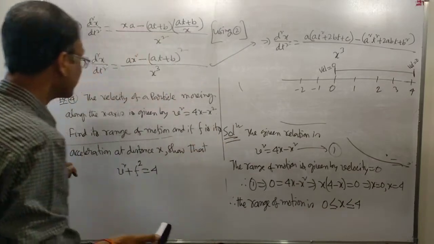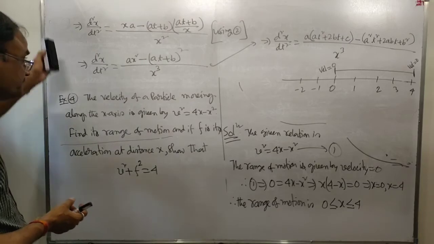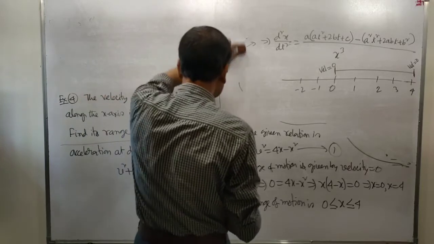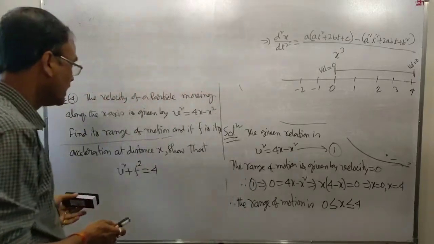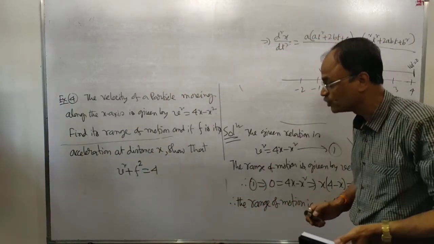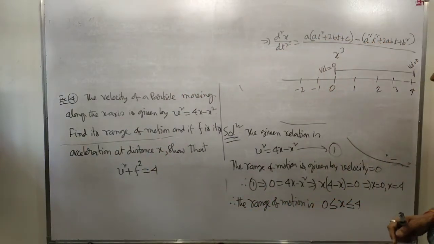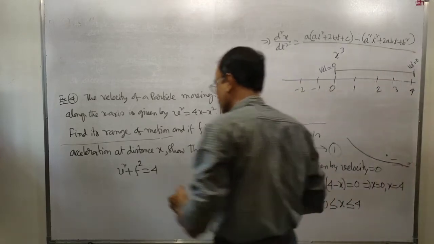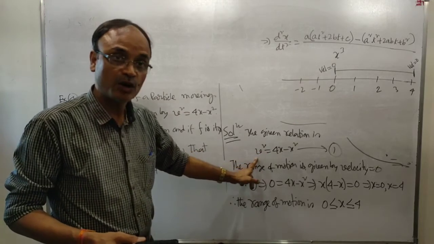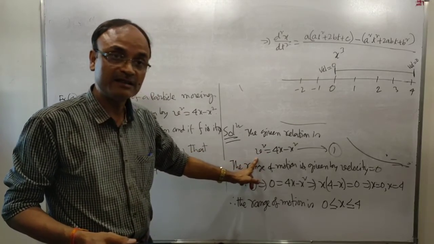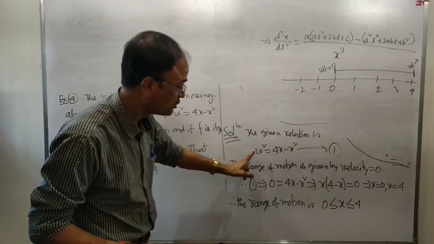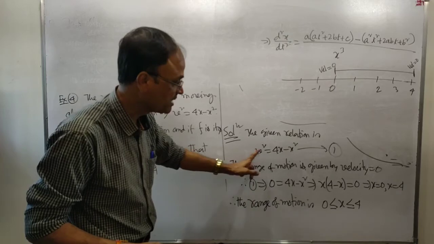Next, come to the second part. Now, f is its acceleration. Then we have to show that v square plus f square is equal to 4. V square is given. From 1 we can find the acceleration. The relation between velocity and displacement is given.